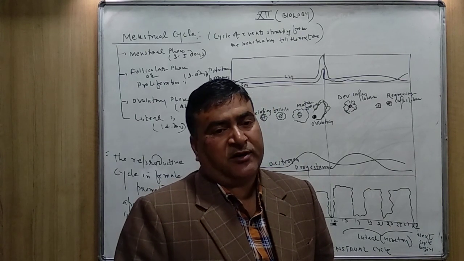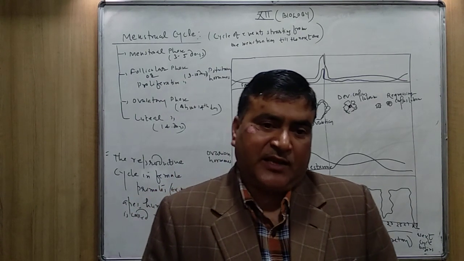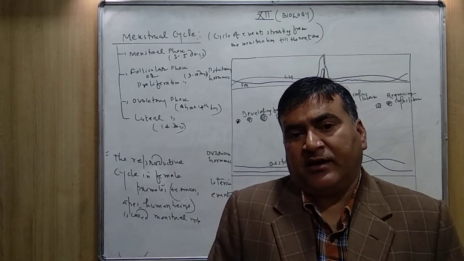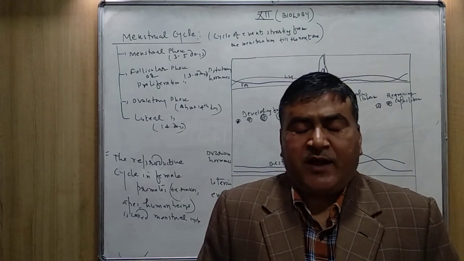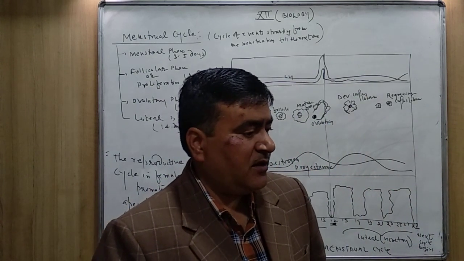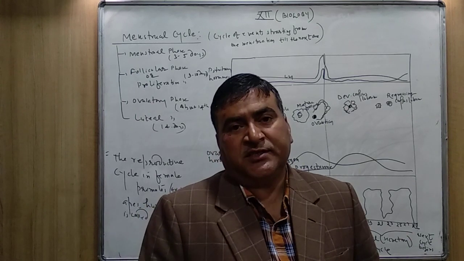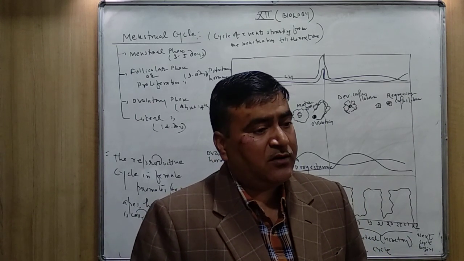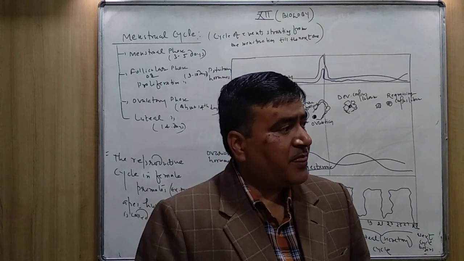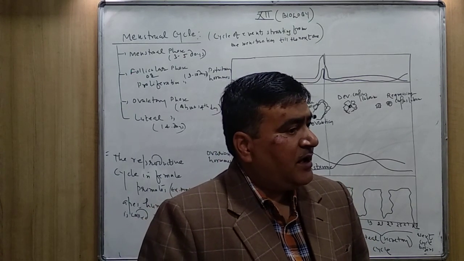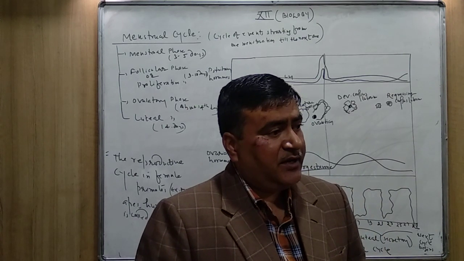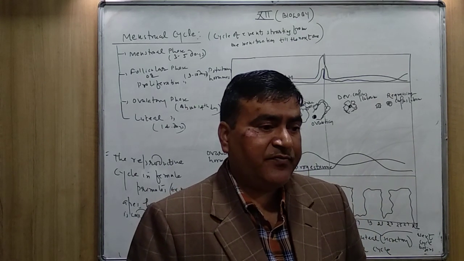Today we will discuss the menstrual cycle. In the previous lesson, I have taught you about oogenesis. During the process of oogenesis, ovum is produced, and the process of oogenesis is a discontinuous process.